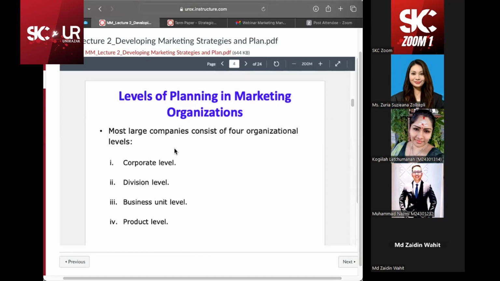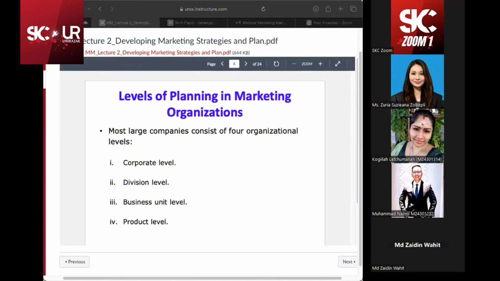I'm talking about huge company, corporate. If you notice, like banks, they have different kinds of products, right? So they have commercial banking, maybe Islamic banking, and then they have, what do you call that, wealth management, for example. Then there is corporate and investment banking.